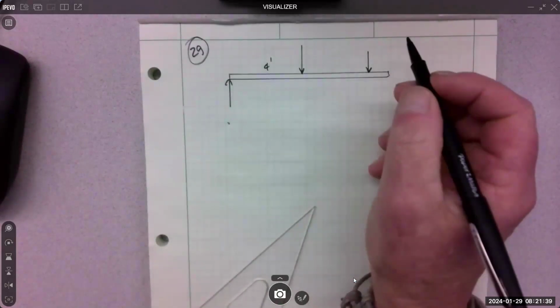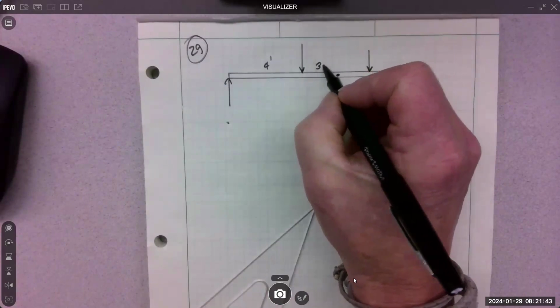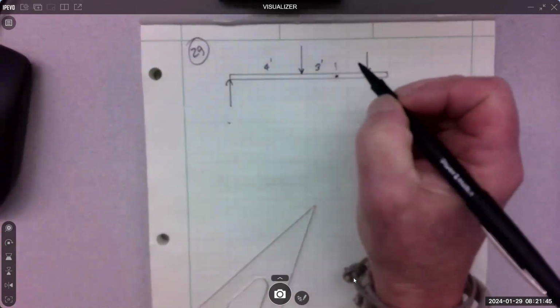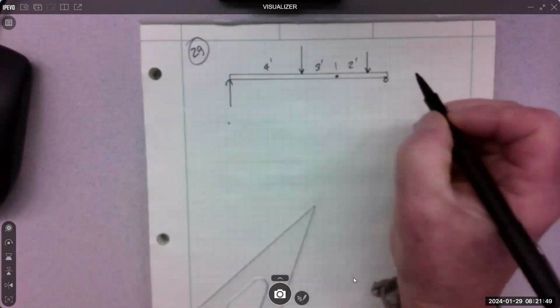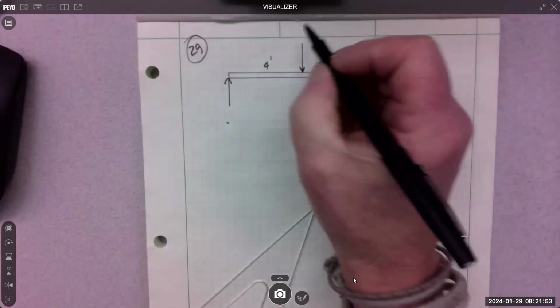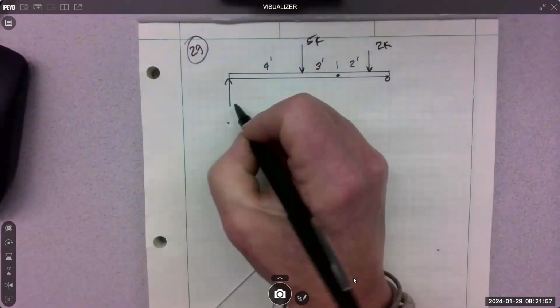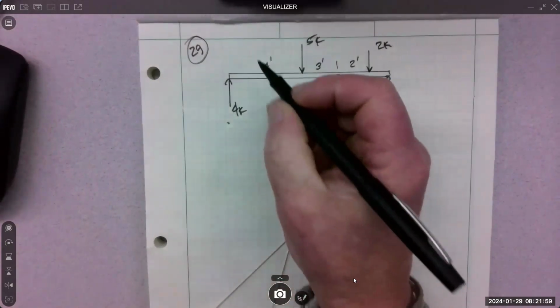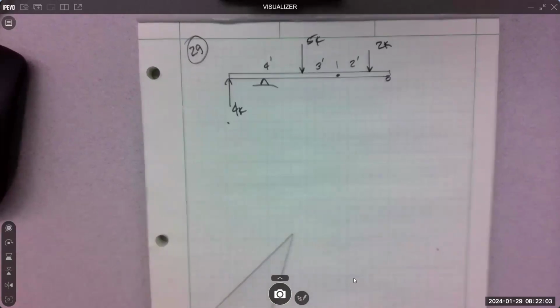Four feet. 3 feet to there. 2 feet to there. No distance at the end. 2 kips. 5 kips. 4 kips. There's a support here. Something like that. I'll give you a bit to draw it.